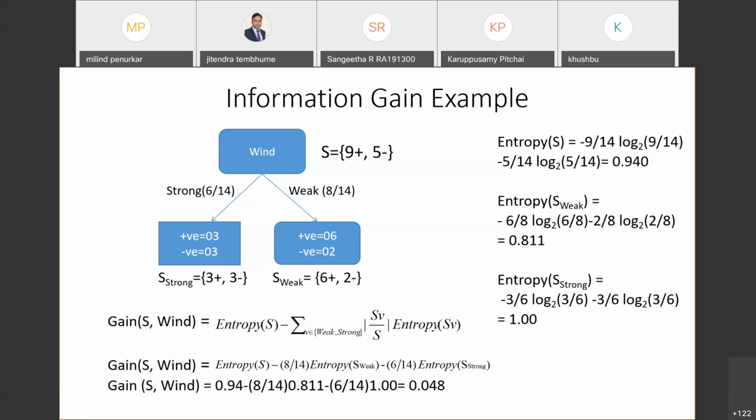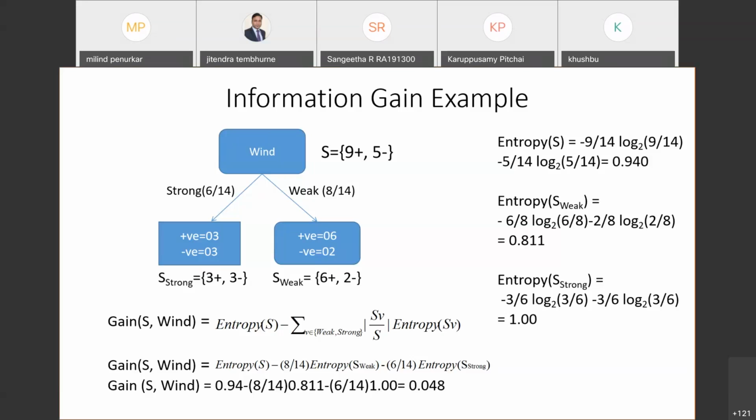Now Entropy(S weak) needs to be calculated. How do I calculate S weak? It has 6 positive examples. It is log of P positive, which in this case becomes 6 divided by 8: log of 6 divided by 8, minus 2 by 8, because 2 is negative, minus 2 by 8 log of 2 by 8, and that gives me 0.811.